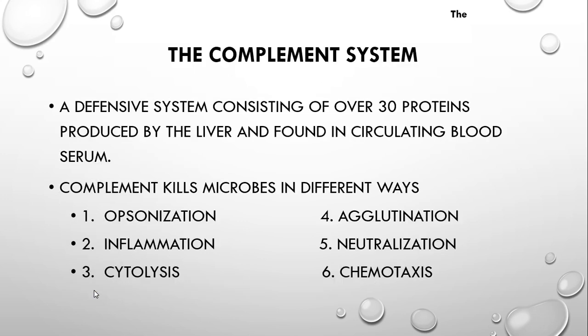Activation of complement system. What is complement system? It is a defensive mechanism consisting of over 30 proteins. It is produced by the liver and found in the circulating serum. The function of complement system is to kill the microbes in different ways, such as opsonization, inflammation, cytolysis, agglutination, neutralization, and chemotaxis.